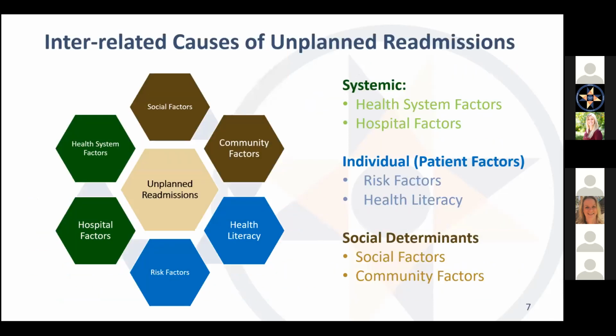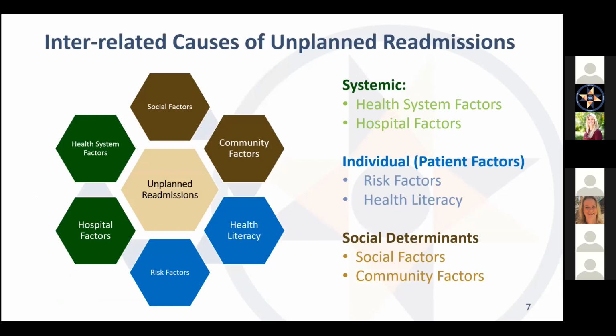So I have a graphic here that is intended to depict the breadth and interrelatedness of all the various causes of readmissions. So we know that readmissions are influenced by patient-level risk factors, but also factors that are specific to their providers, issues with the healthcare system, and finally, factors related to their community and social determinants of health.